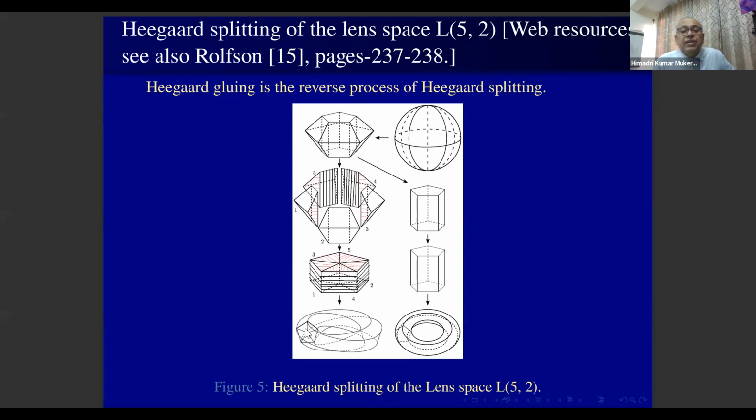And if you start with these two and, using this process, glue them, then you get this. So Heegaard gluing and Heegaard splitting. Using a specific example of a lens space, we have demonstrated what Heegaard gluing is as well. Most 3-manifolds can be constructed by Heegaard gluing.